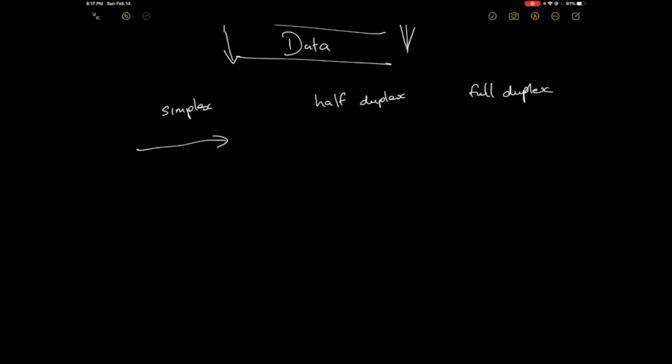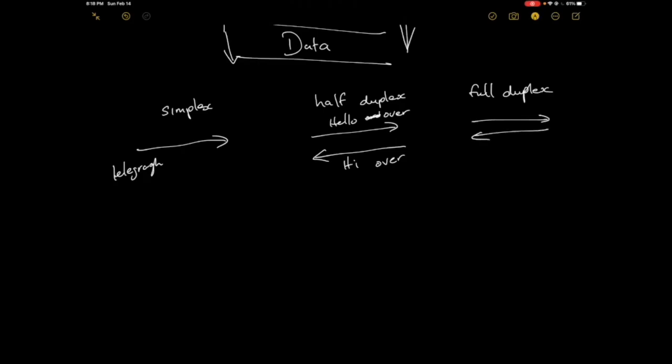You can think of something like a telegraph. You can only send Morse code in one direction. Half duplex is like a walkie-talkie. You can only talk in one direction at a time. So it's like, "Hello, over," and then the other person gets to talk and they say, "Hi back, over." Full duplex is like cell phone communication. Both people can talk at the same time in either direction.